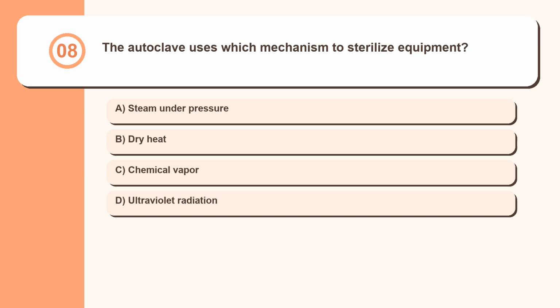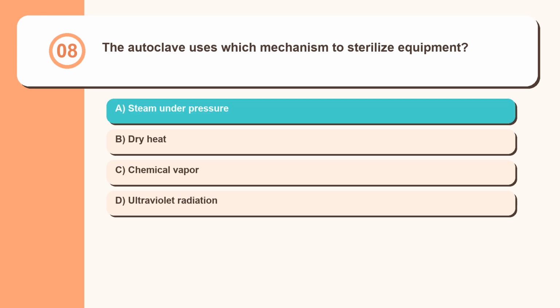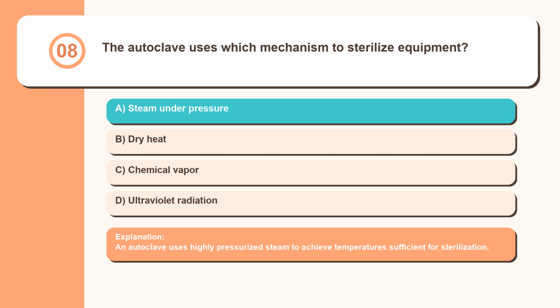Question 8. The autoclave uses which mechanism to sterilize equipment? Steam under pressure, dry heat, chemical vapor, ultraviolet radiation. An autoclave uses highly pressurized steam to achieve temperatures sufficient for sterilization.